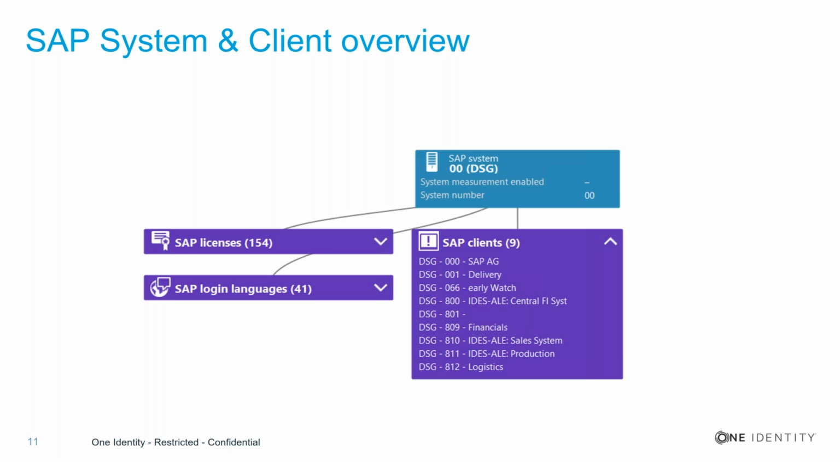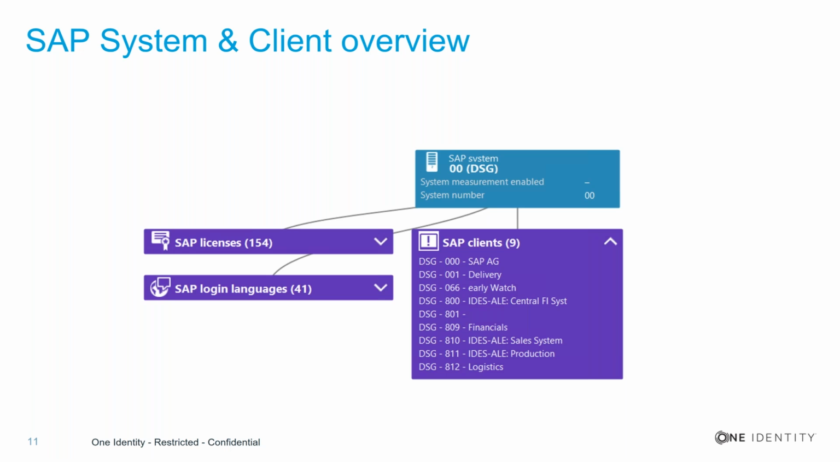So as Alex mentioned earlier, customers can have up to hundreds of SAP systems with as many SAP clients, as you can see here. The number of units to be managed from an identity management perspective is growing exponentially. While synchronizing client-specific information into One Identity Manager, we also synchronize system-specific information. So as you can see here, we know about the number of licenses and login languages configured on that SAP system.